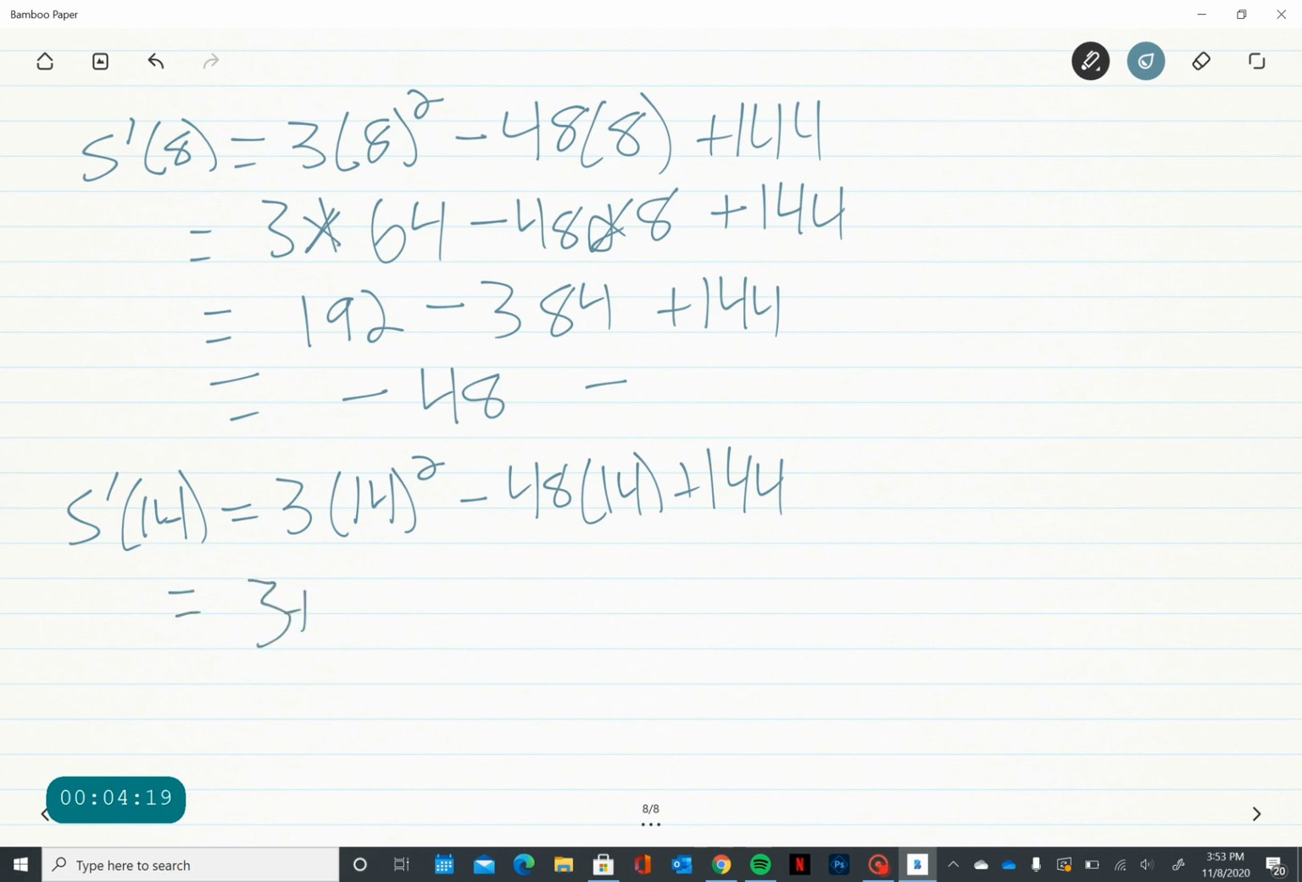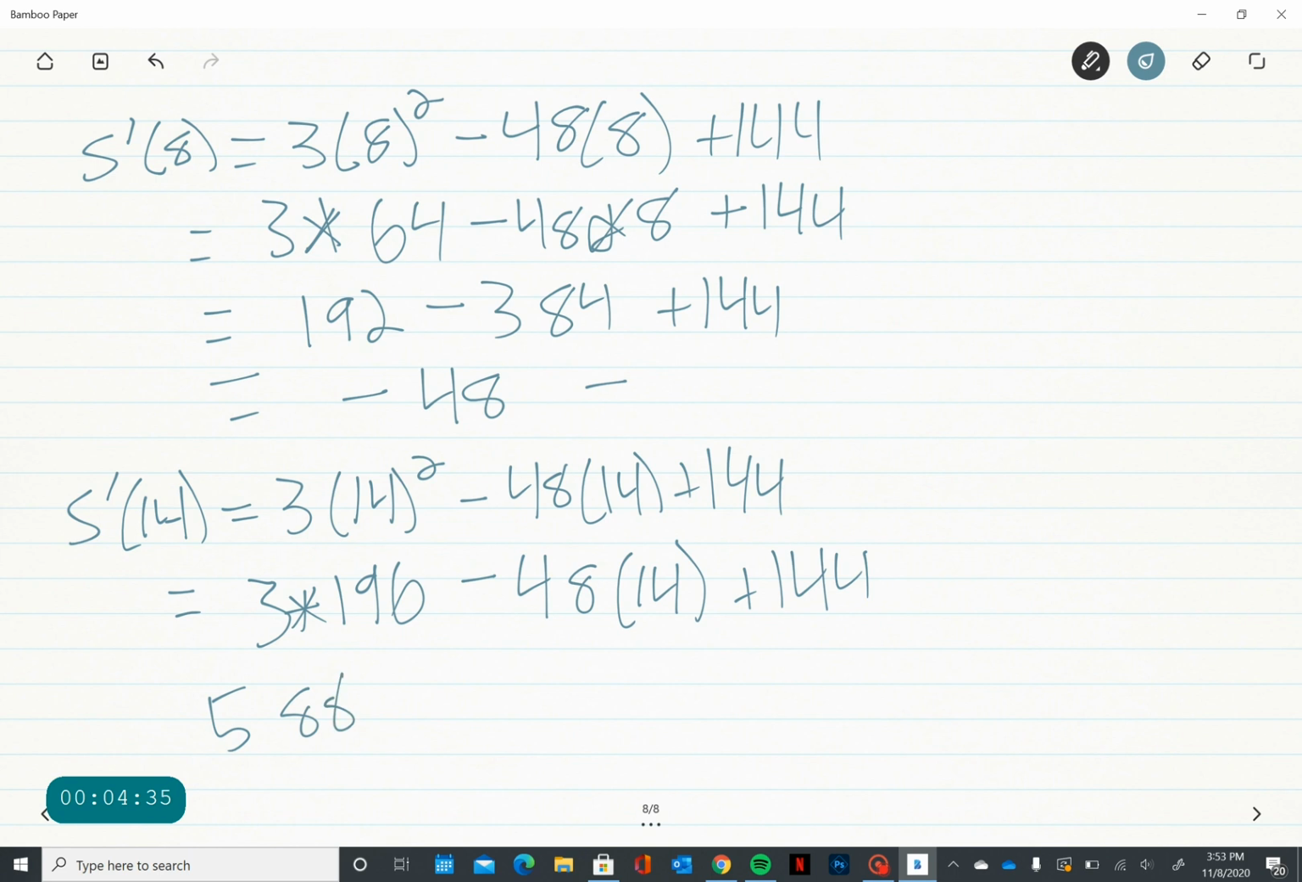This becomes 3 times 196 minus 48 times 14 plus 144. 588 minus 672 plus 144. That gives you a final answer of 60, which is also positive.